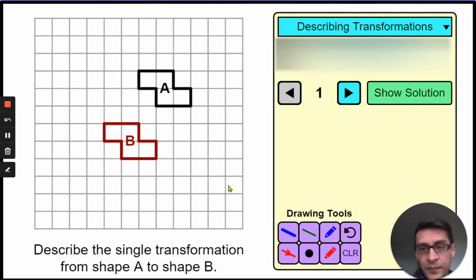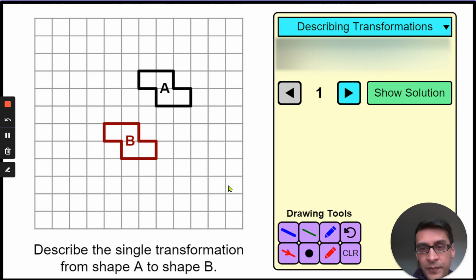So we're going from A to B, so we go across, so 2 left in the x, so it's -2 in the x direction and -3 in the y direction. So this is a translation with the vector -2, -3, and it has to be written as a vector like that.